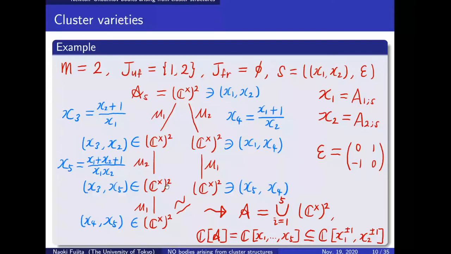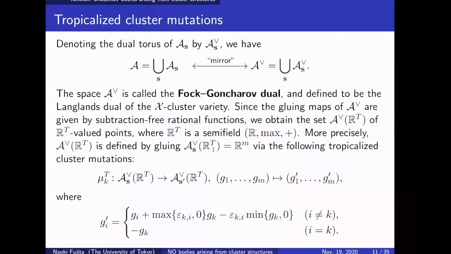For the cluster variety A, there exists some kind of mirror A^∨, which is obtained by replacing each torus A_S by the dual torus A_S^∨. This space is called the Fock-Goncharov dual, which is defined to be another kind of cluster variety, the X cluster variety. Now, gluing maps of cluster varieties are all given by subtraction-free rational functions.